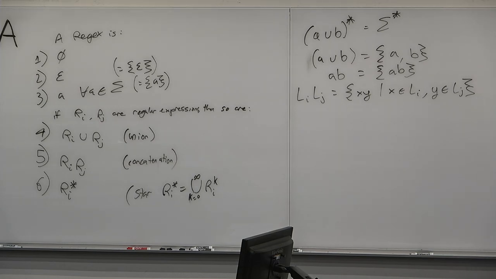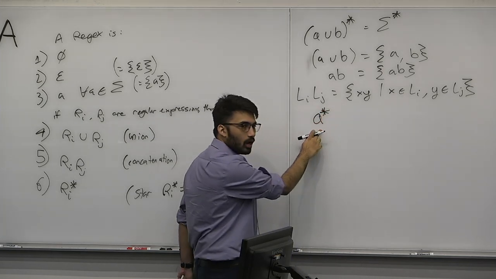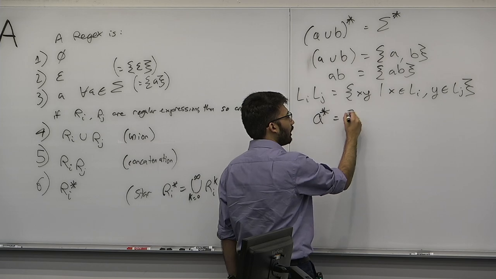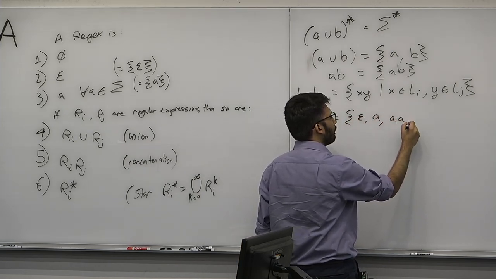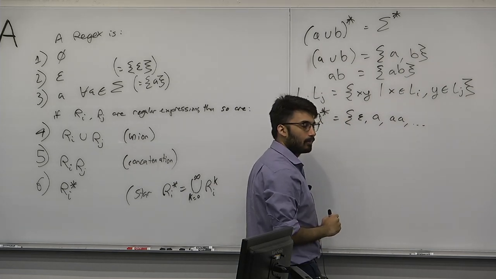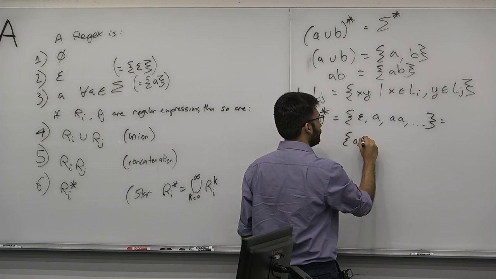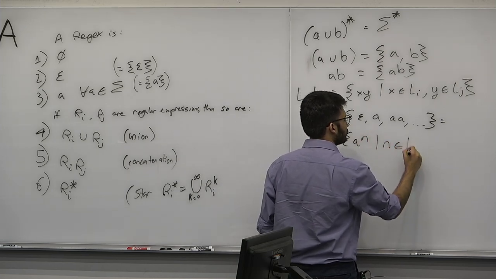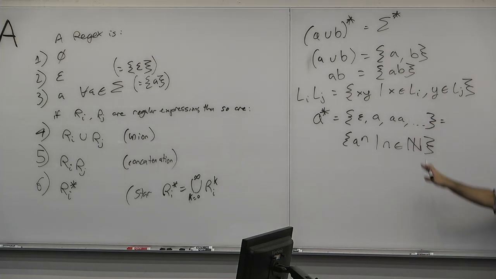You say the star means it's closed? The star is zero or more copies of whatever is in the star operation. So for example, A star is going to be zero or more copies of A. So it's going to be zero copies of A, one copy of A, two copies of A. Right? So this is really like A to the N, N is a number. Right. That's what the star means.